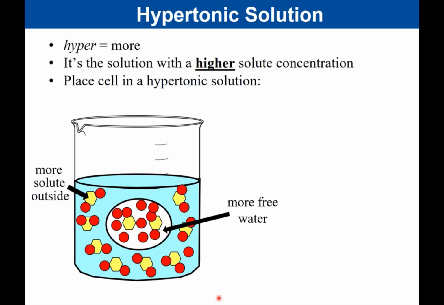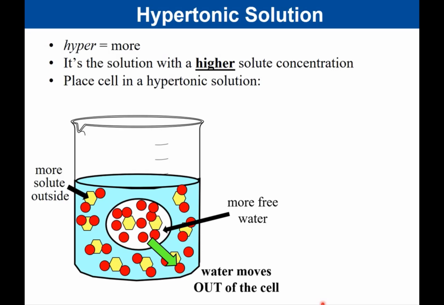And so think about it for a minute. Which way is the water going to move? Is it going to go into the cell or is it going to go out of the cell? So where is the water going to go? If you think about it, it's going to go from its high concentration inside the cell to the low concentration outside. What you're going to see is that water is going to move out of the cell.